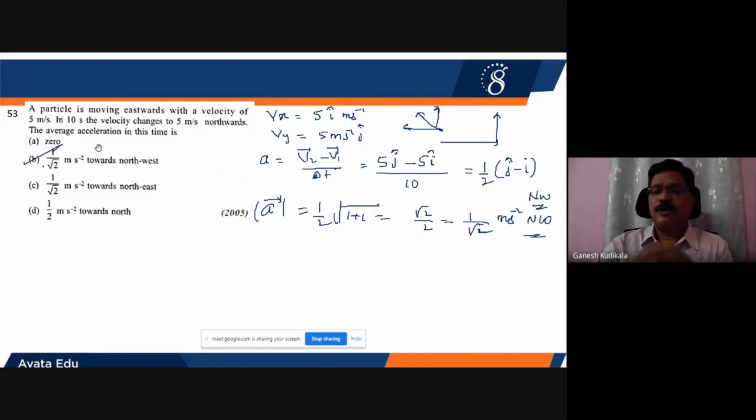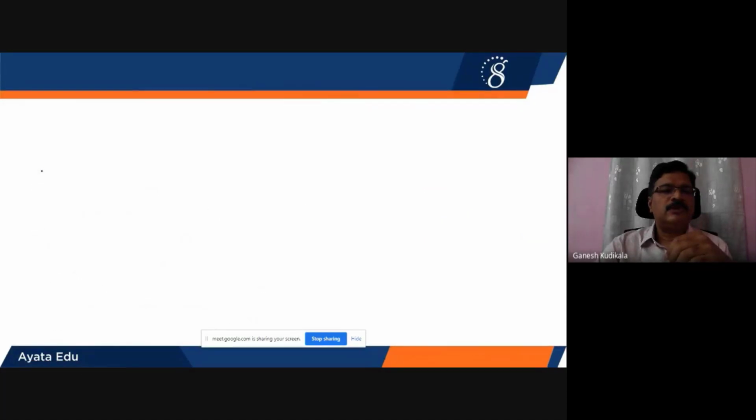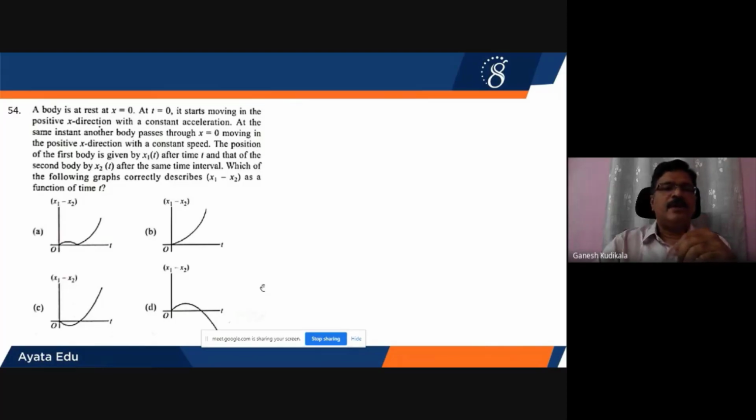Okay, so now let us move on to the next problem. In this problem, children, this is also a previous IIT question, as you know. JEE Mains question. A body is at rest at x equals 0 at t equals 0. That is, it is starting from the origin at t equals 0.